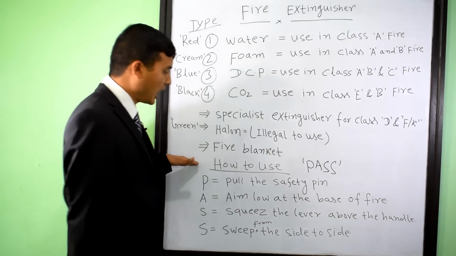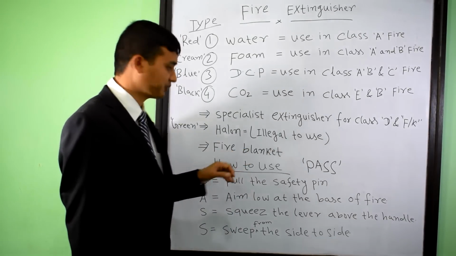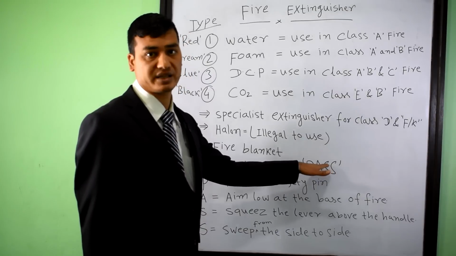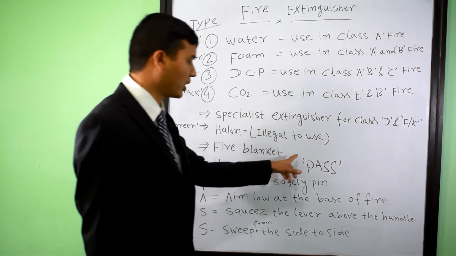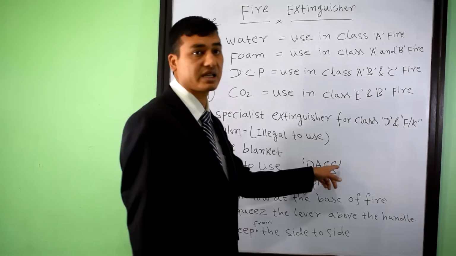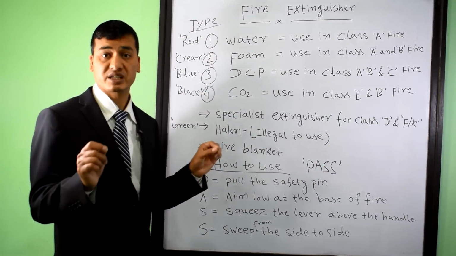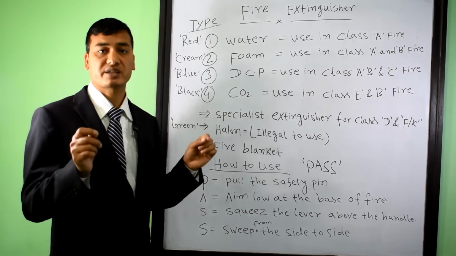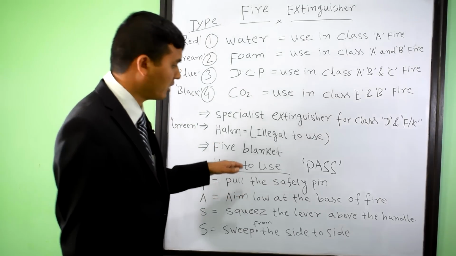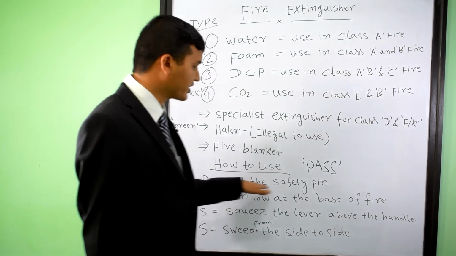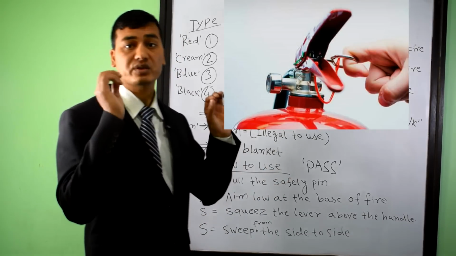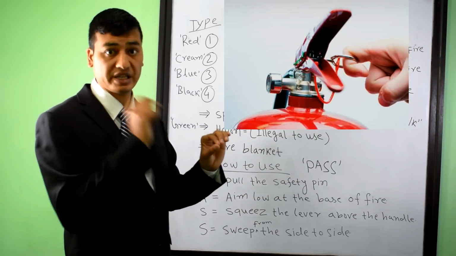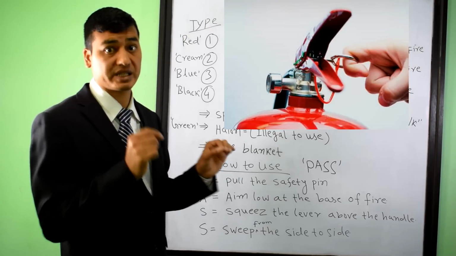Okay, how to use the extinguisher? PASS. It is a formula, short for PASS. If anybody asks you how you use the extinguisher, tell them I use the PASS formula. P, pull the safety pin. You know there is one pin which holds the lever. It is a safety against accidental discharge.